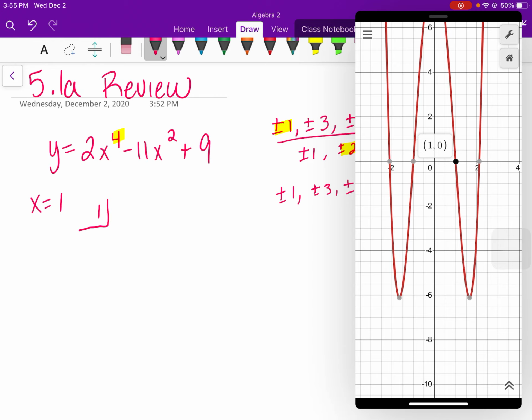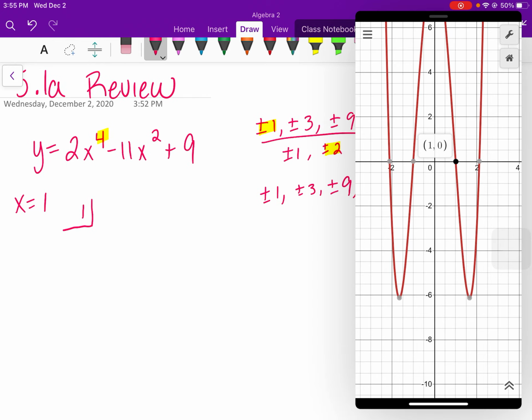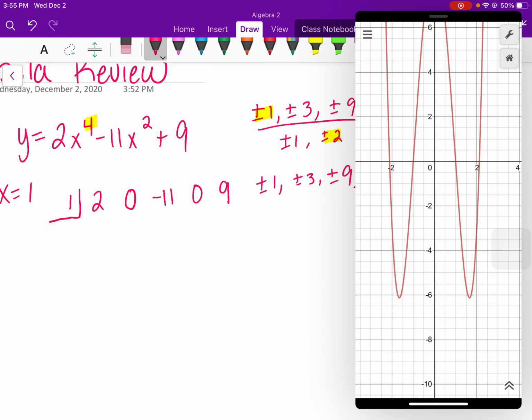Now I'm going to plug that in using synthetic substitution. Listing the coefficients in order, so 2, I'm going to have to put a 0 in because I have no x cubed term, then -11, and then another 0 for the x spot, and then 9. And then drop mama, so drop down the 2, and then multiply. The 1 times 2 is 2, add 0 plus 2 is 2. Multiply, 1 times 2 is 2, add -11 plus 2 is -9. 1 times -9 is -9. Add, you get -9 again, multiply, and then add.